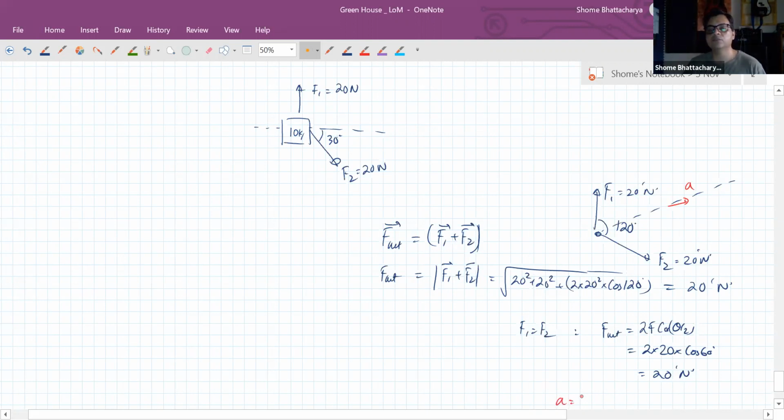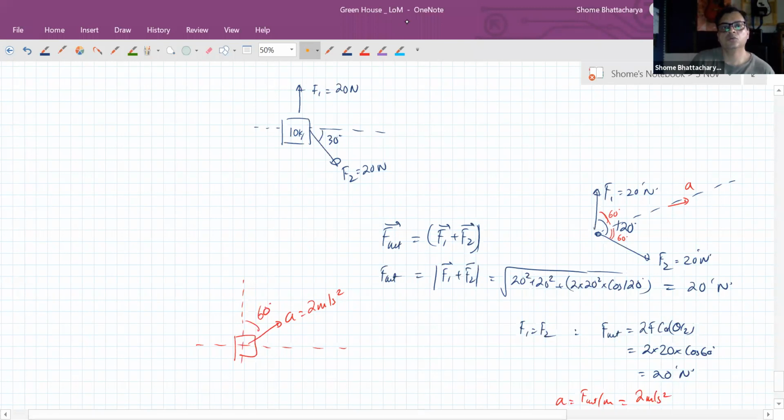The acceleration will be net force divided by mass. So 2 meters per second square. And the direction of the acceleration will be such that it's along this bisector line. So this angle is equal to this angle, 60. So the block will end up accelerating like this at 2 meters per second square, where this angle will be 60. Okay, people. So hope this question is also clear. This was the ninth question in the assignment.